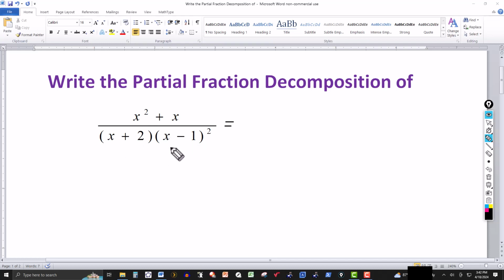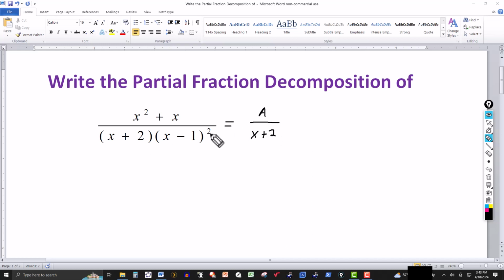And we have different situations you can have when you have, say, linear factors. X plus 2 is linear. X minus 1 by itself is linear, but then you have a square here. We still have a linear factor in x minus 1. So here's the way it works. For every linear factor, you'll have a constant. We'll call it a. And that's going to be over the linear factor x plus 2.